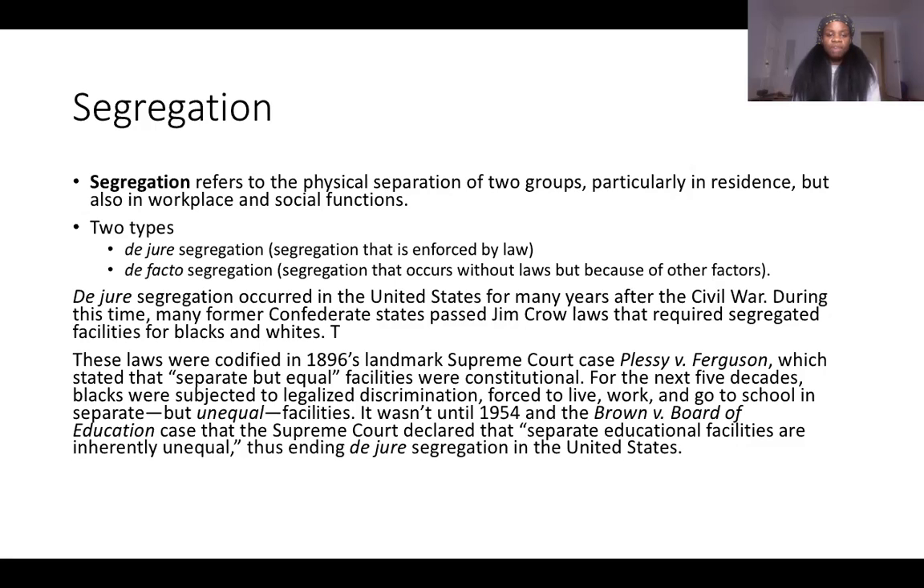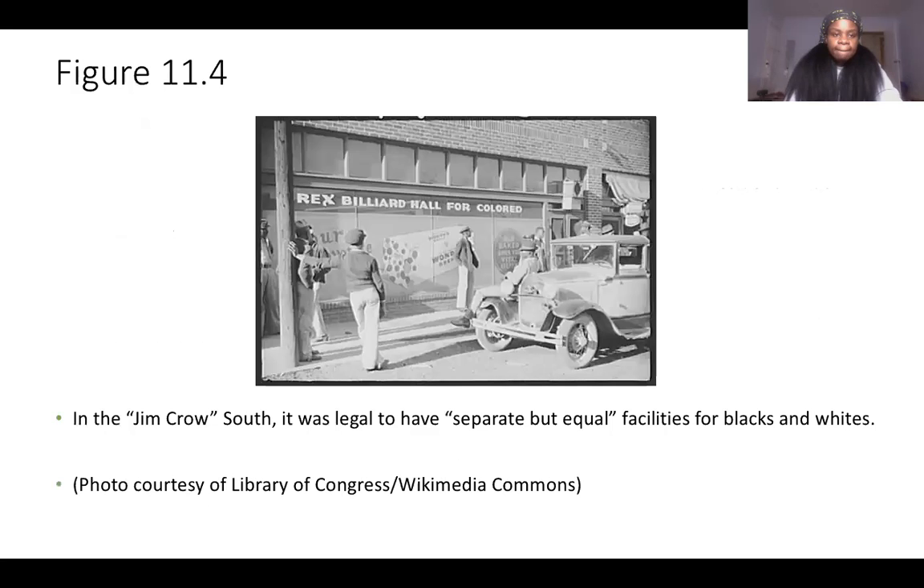These laws were codified in 1896 in the landmark Supreme Court case, Plessy versus Ferguson, which stated that separate but equal facilities were constitutional. For the next 5 decades, Blacks were subjected to legalized discrimination, forced to live, work, or go to school in separate but unequal facilities. It wasn't until 1954, in Brown versus Board of Education, that the Supreme Court declared that separate educational facilities are inherently unequal, thus ending de jure segregation in the United States.